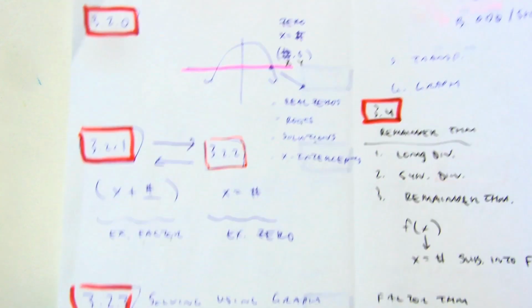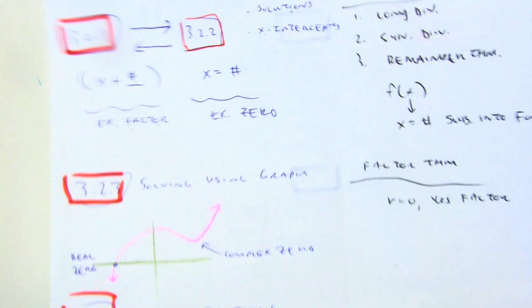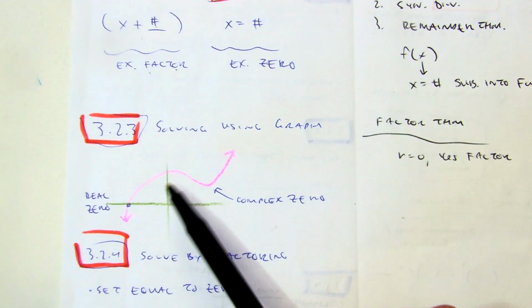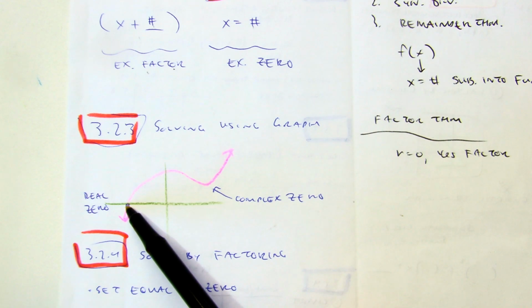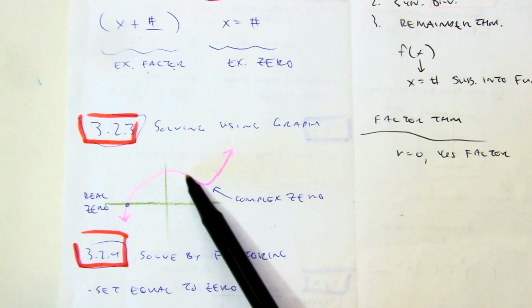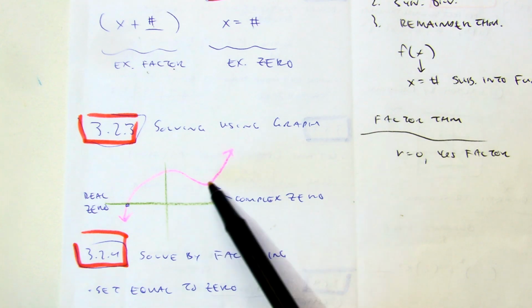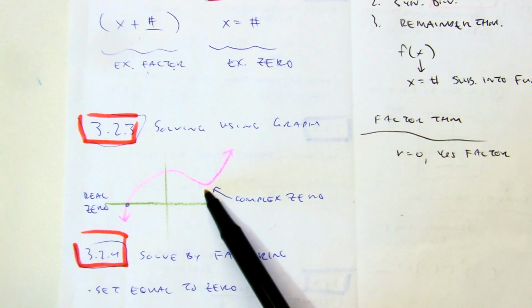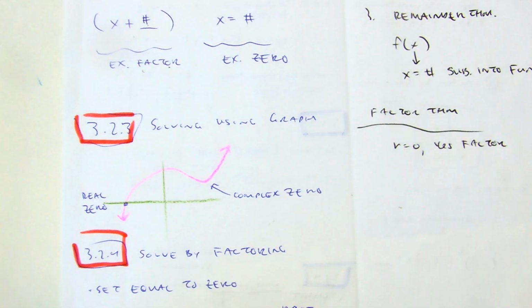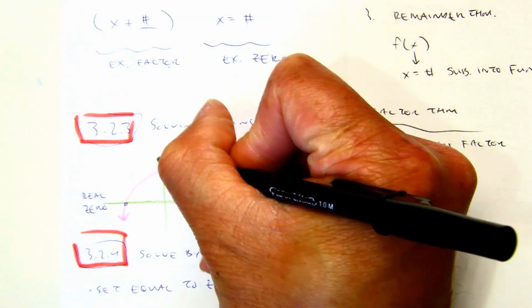In 3.23, we were solving using graphing. Same idea, when it crosses the x-axis, that's called a real 0. And when it doesn't touch the x-axis and it's possible it has like a bounce, those are called complex zeros. Now, complex zeros are graphed on a different Cartesian plane. Not on this one, where this is x's and y's. Notice that doesn't have an i in there.